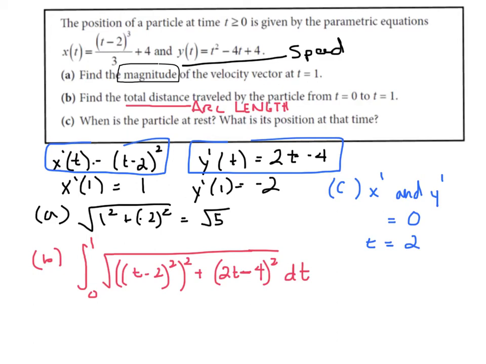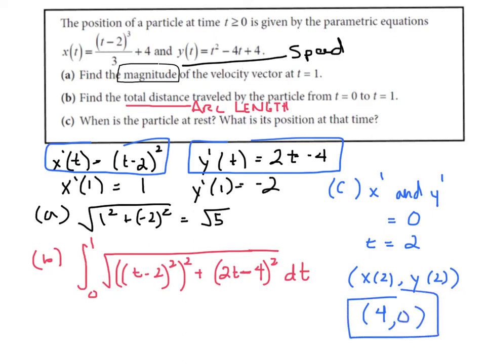Now the position at that time, well, we have to go back and actually plug that into the original equations. We're going to have x of 2 and y of 2. So if I plug 2 into the original equation up here, I get 0 over 3 plus 4, so of course that's just 4. I plug it in here, I get 2 squared, so 4 minus 8 plus 4 is 0. So that is my position at that time.